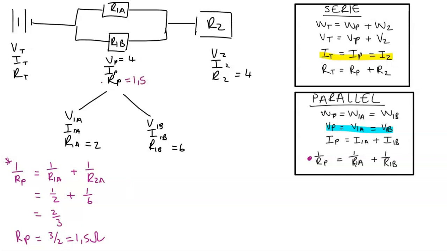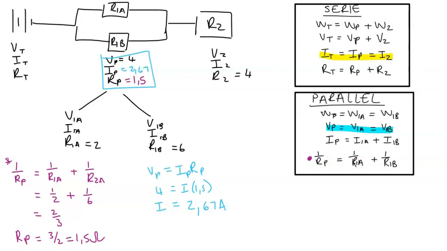Okay, and now I can start playing. So I have a VIR. Let's make this one light blue. V equals I times R. Now I'm using my P values. This one is 4. I don't know what I is, and R is 1.5. And when I ask my calculator what is 4 divided by 1.5, I get an answer of 2.67 ampere if I round to 2 decimals. And there I have a 2.67.